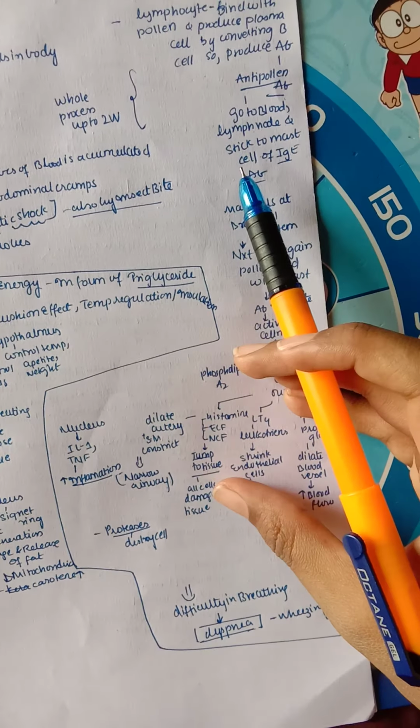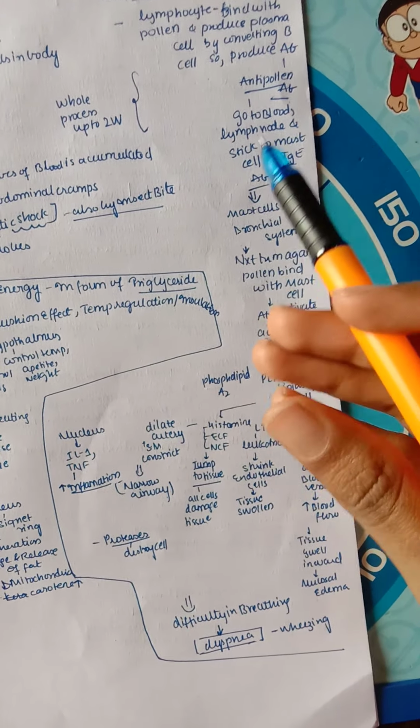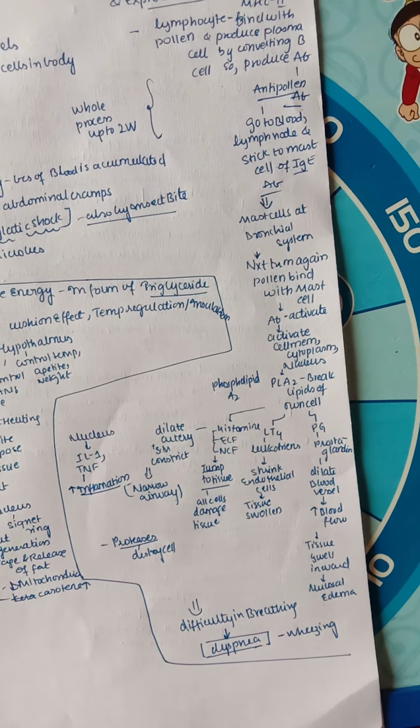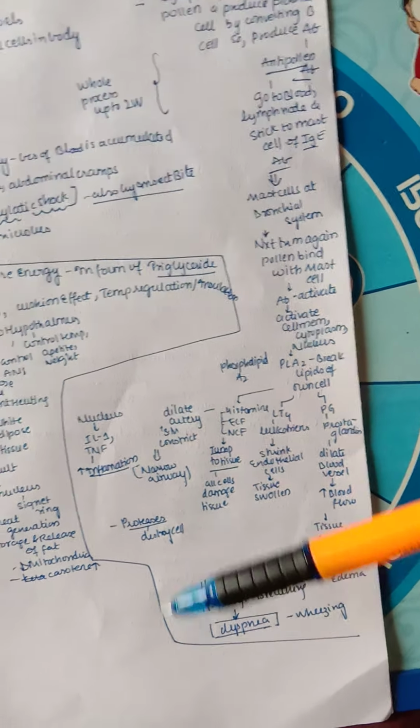because as this process takes place in the bronchial system, the bronchial system is narrow and the person feels very irritated and finds it very difficult to breathe. This is known as dyspnea.